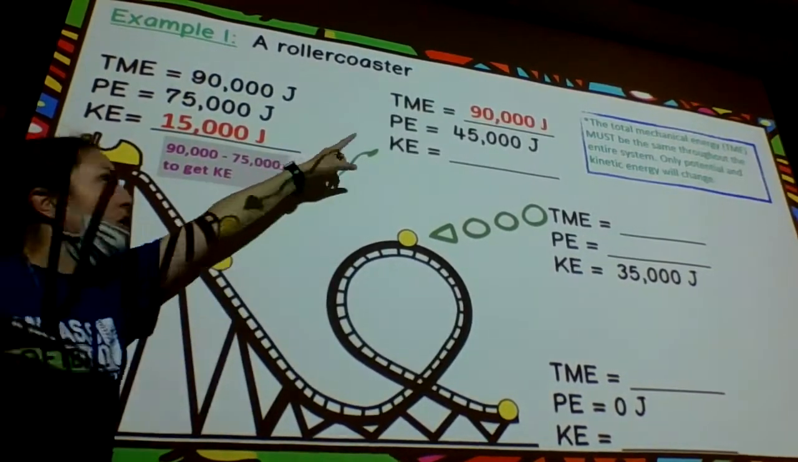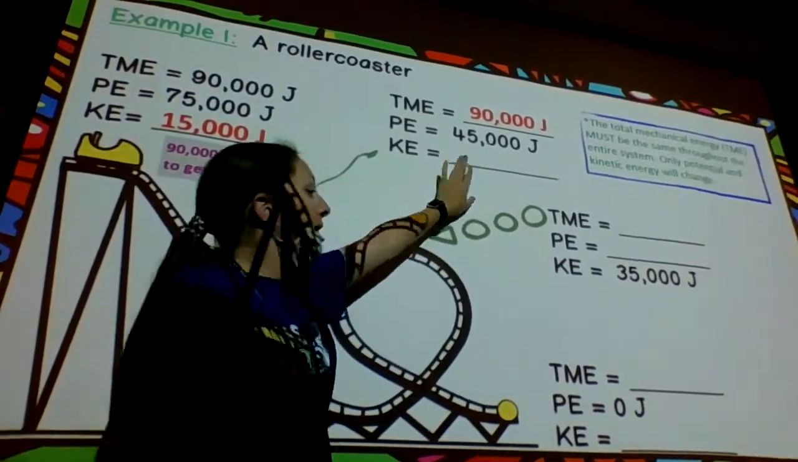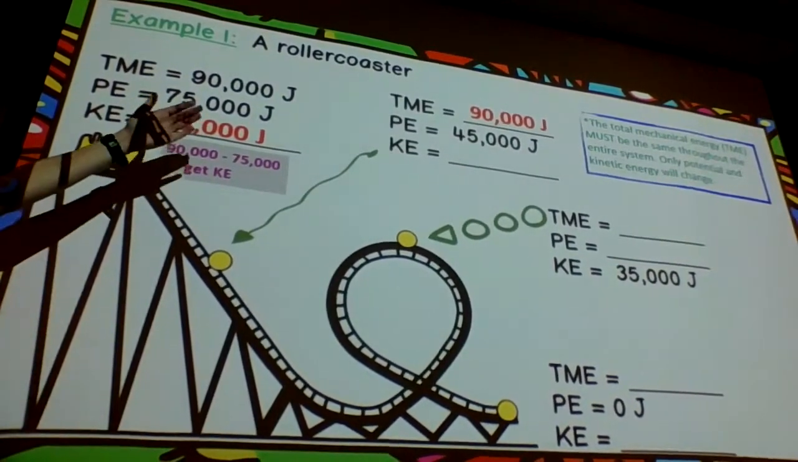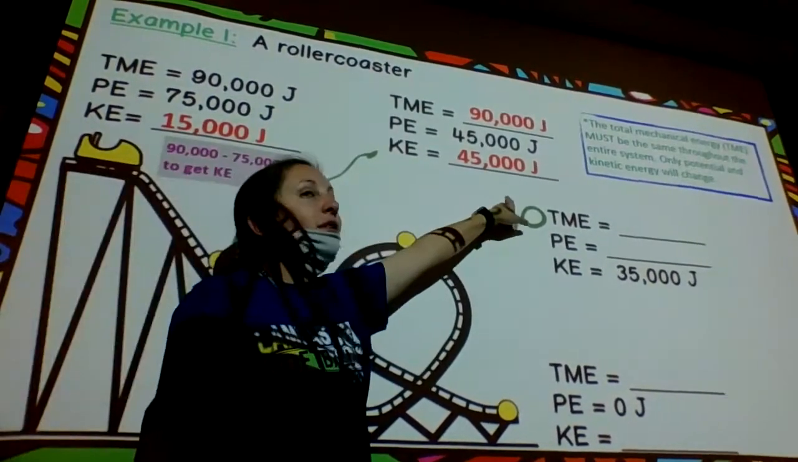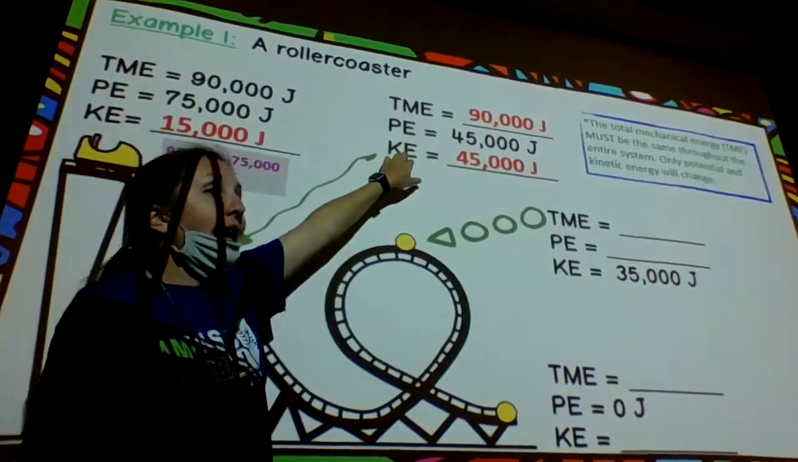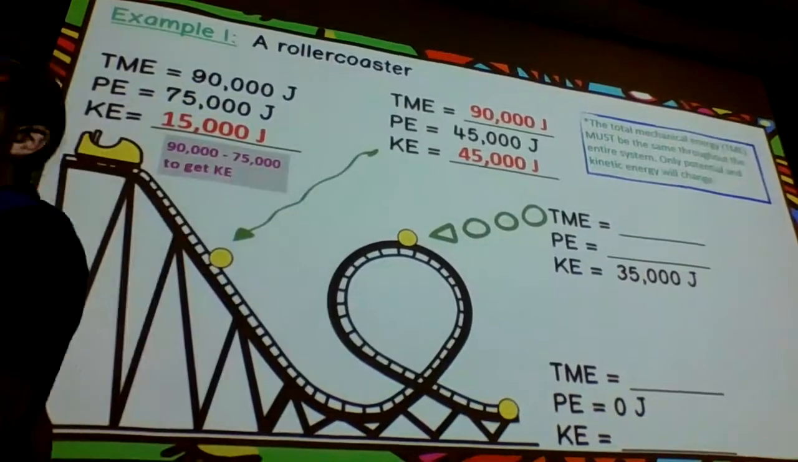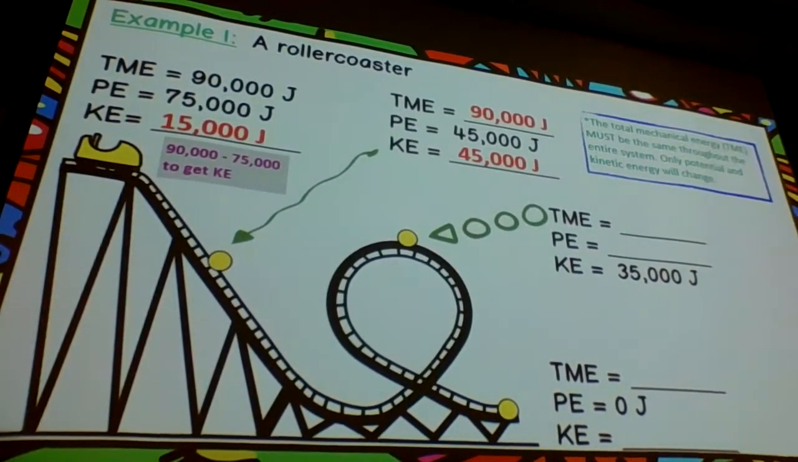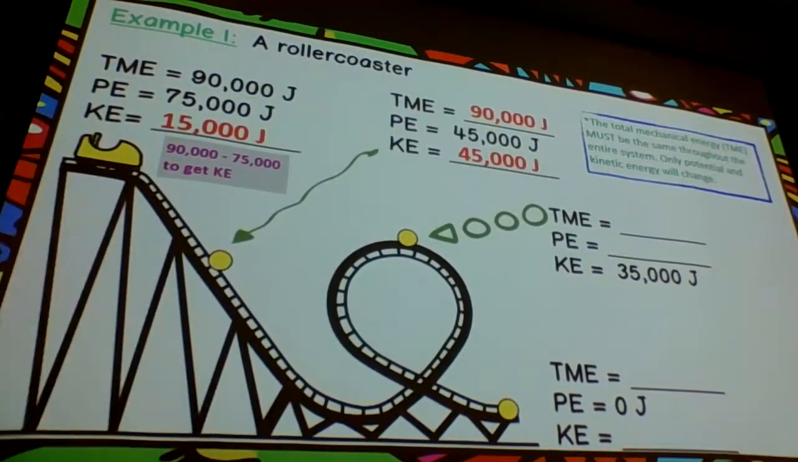So I know that my total mechanical energy is going to be 90,000. How would I find kinetic energy? I would subtract, so 90,000 minus 45,000 gives me a kinetic energy of 45,000 joules. You can always double check by adding your KE and PE, and it should equal your TME, total mechanical energy. Is this making sense to you guys? Okay, all you got to remember is KE plus PE equals TME, total mechanical energy.